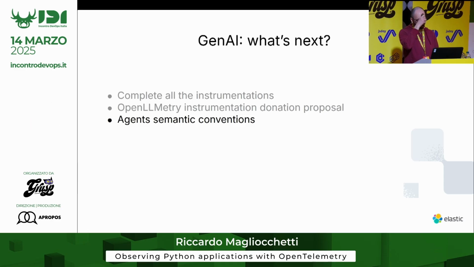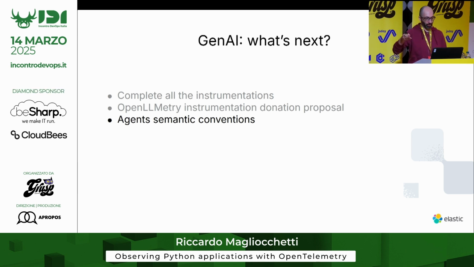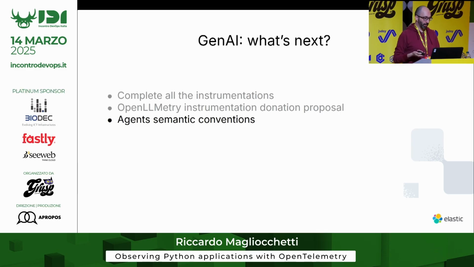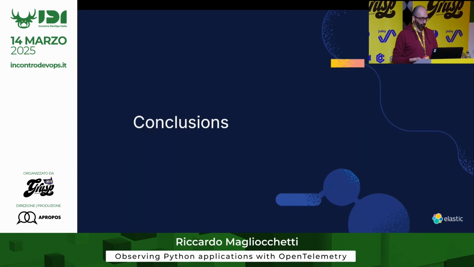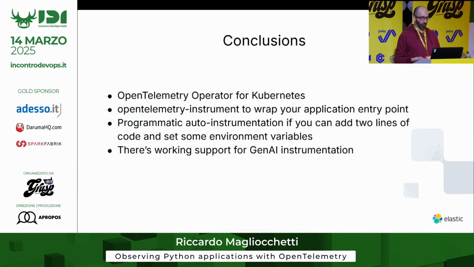Of course, a big topic right now is agents. If you remember the example of the tool calls before, it's just giving the permission to the models to do the calls on their own. And yes, we are working on semantic conventions, and we are looking at the invoke agent semantic convention right now.